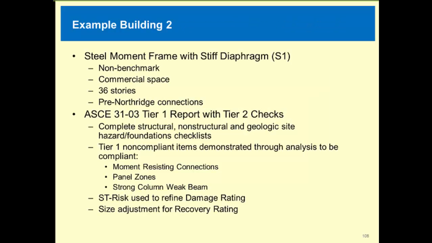Okay, now we'll go to a much shorter building example, a little bit different. We have pre-Northridge connections in a taller building, 36 stories. Again, non-benchmark. Here we have a couple of structural items that are non-compliant: moment-resistant connections, non-compliant per Tier 1, panel zones non-compliant per Tier 1, and also the strong column weak beam. That's pretty typical in a pre-Northridge building. We do use ST-Risk in this case to refine the damage rating, and because we have a very tall building, we're going to have size adjustments to our recovery rating.